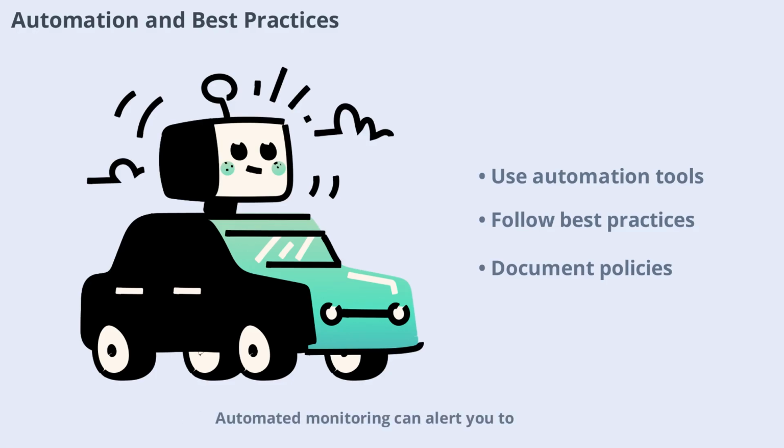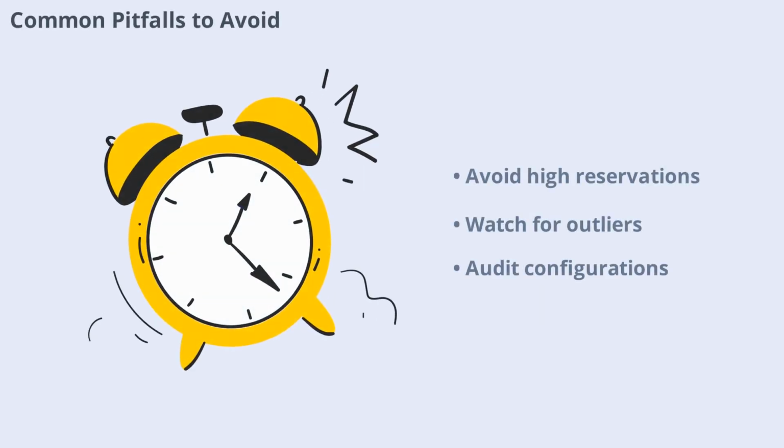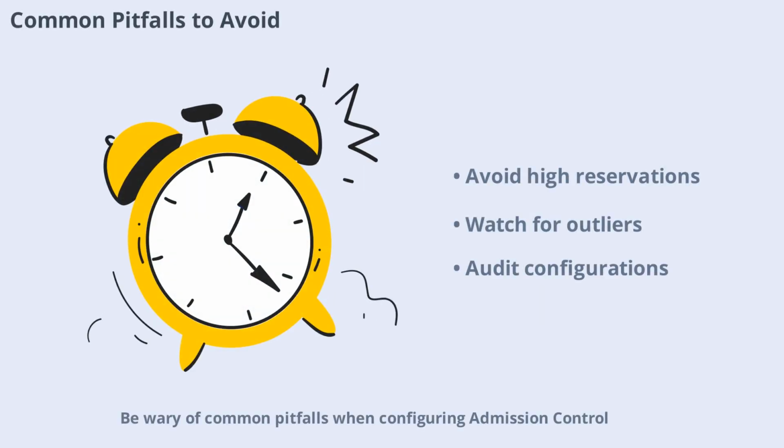Automated monitoring can alert you to potential issues before they impact availability. Following best practices, such as documenting your policies and regularly reviewing resource usage, will help ensure your cluster remains both resilient and efficient. Be wary of common pitfalls when configuring admission control.